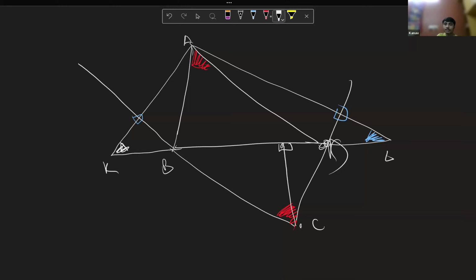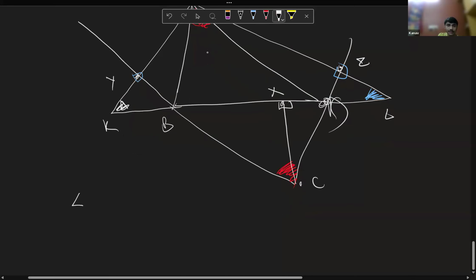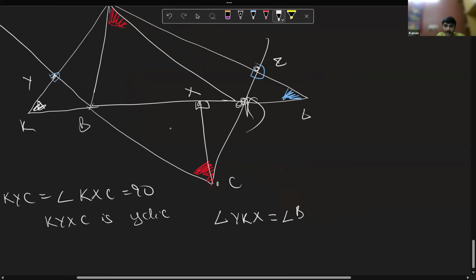Let's call this X. Now, let's call this Y, let's call this Z. We have angle KYC is equal to angle KXC, 90. So KYXC is cyclic. That means angle YKX, which is the white angle, is equal to angle BCX.